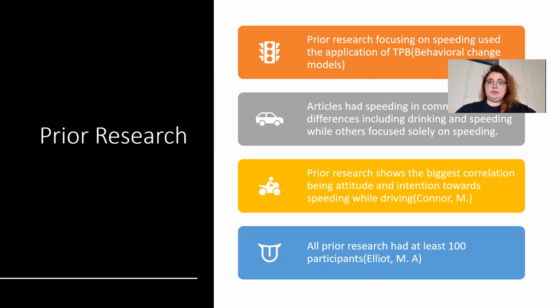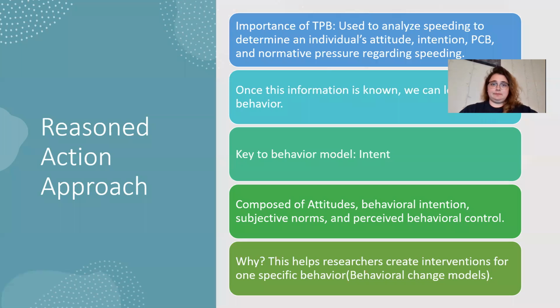Prior research done was focused on speeding and using the application of TPB, the theory of planned behavior, and the use of behavioral change models. Articles had speeding in common, but there were quite a few differences, including some articles mentioning drinking while driving and speeding, while others focused solely on speeding. Prior research shows that the biggest correlation was between attitude and intention towards speeding while driving, and all prior research that we looked at had at least 100 participants involved.